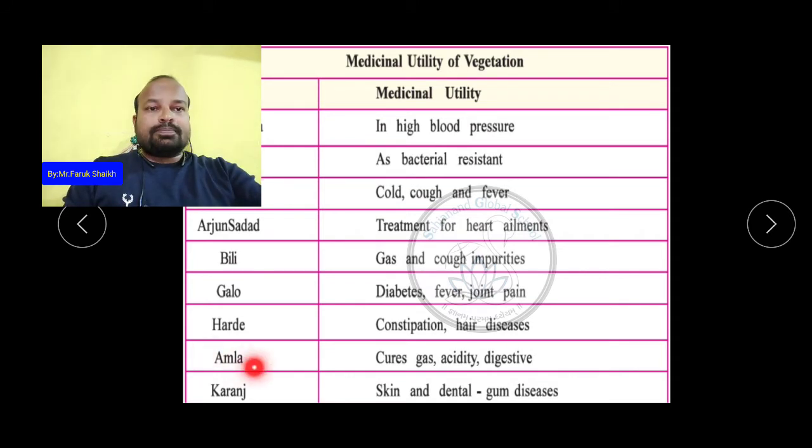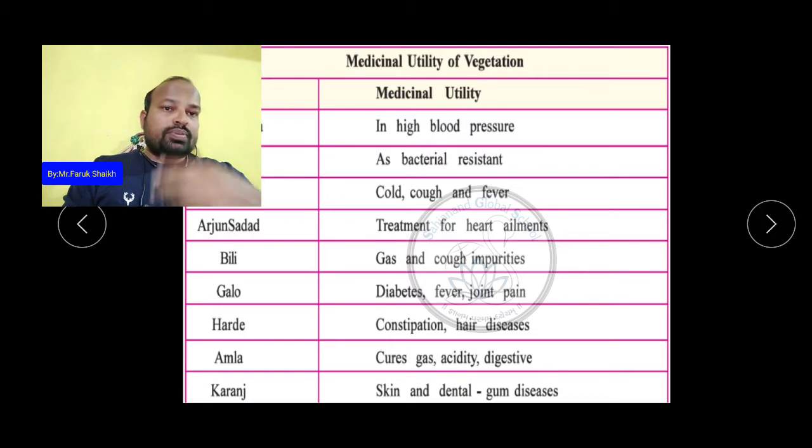Then amla cures gas, acidity and digestive problems. It is also very useful. If you have a gas problem, eat amlas, and you can also eat the churn of the amla. Amla chyawanprash, these are useful and they can cure gas, acidity and also digestive problems.